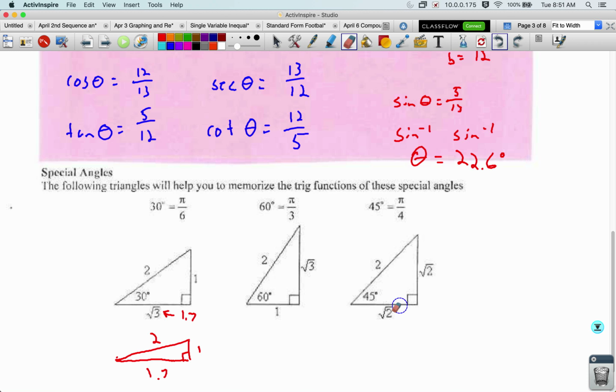45, 45, 90, root 2, and 2. I just remember the Pythagorean theorem for why this one works. Because it would cancel these out, just make it 2 plus 2 equals 2 squared, or 4. For some reason, I don't seem to struggle to remember this one as much as this one. This one I have to really think, okay, opposite of the 30, I put my 1, and where's my 2 going to go?